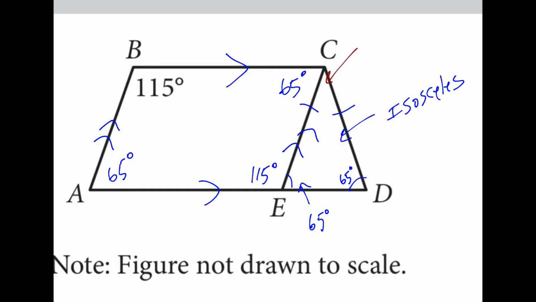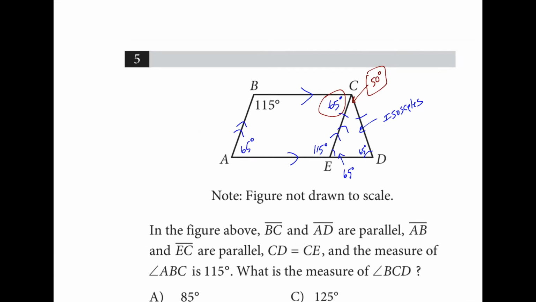Finally, we can use the sum of the interior angles of a triangle, 180, to figure out this missing angle. So 65 plus 65 is 130. If I subtract that from 180, I get 50 degrees. So 65 over here plus 50 over here, the answer is 115.